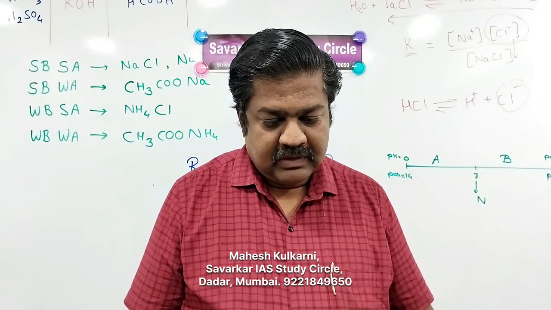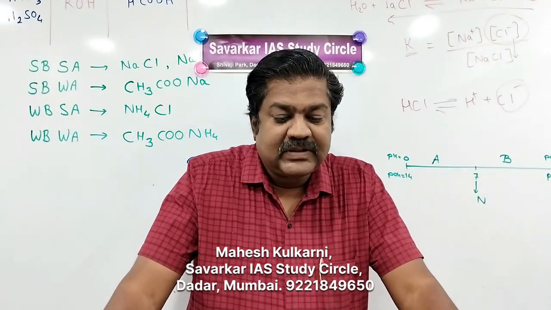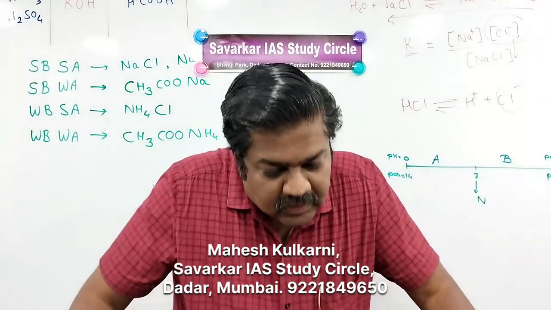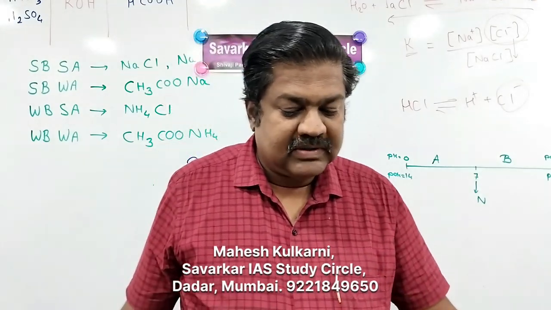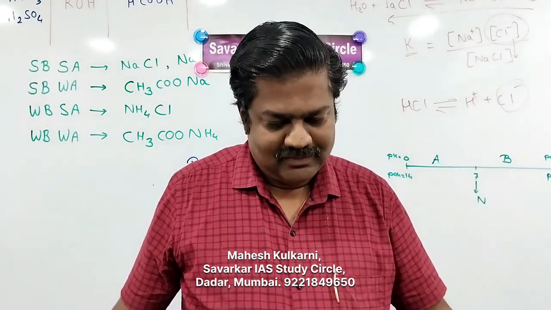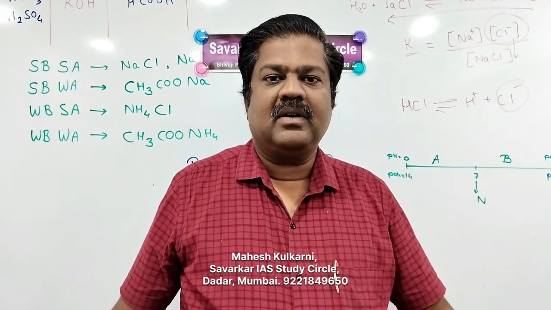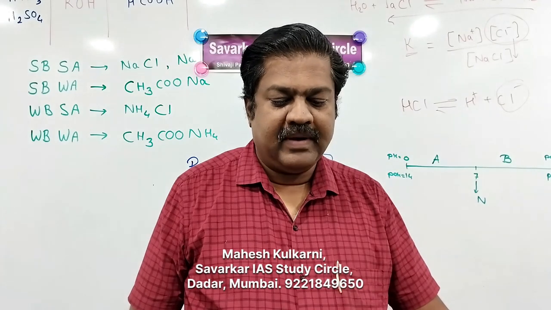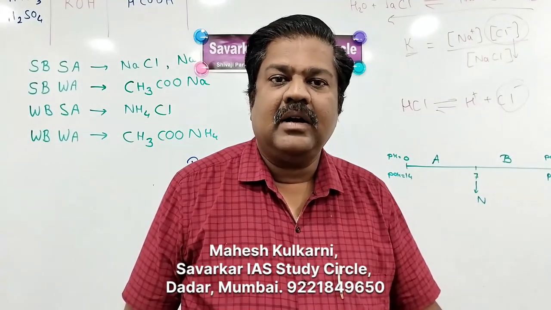Fourth question, how many statements are true? Color of pure CuSO4 is colorless. Blue vitriol is FeSO4.7H2O. Philosopher's wool is ZnO. Wood metal contains sodium as a main constituent. So let us check one by one. Again check how many statements are true.